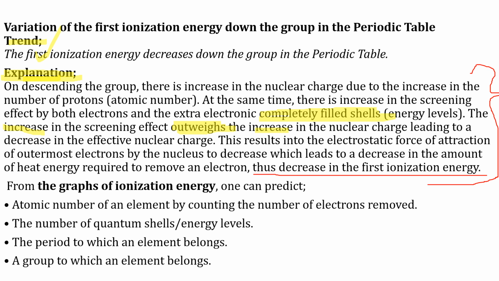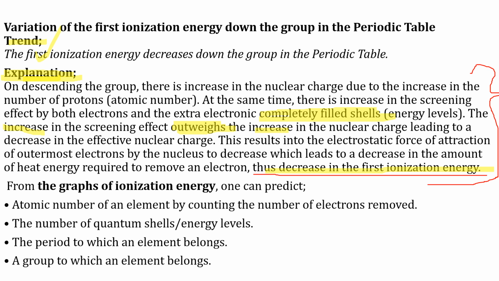Don't say that the screening effect outweighs nuclear charge. No, it's the increase in the screening effect that outweighs the increase in nuclear charge, leading to a decrease in effective nuclear charge. So when effective nuclear charge decreases, the outermost electrons are going to experience less nuclear attraction. So we expect the outermost electron to require significantly lower amounts of energy to be removed. That's a decrease in the first ionization energy.